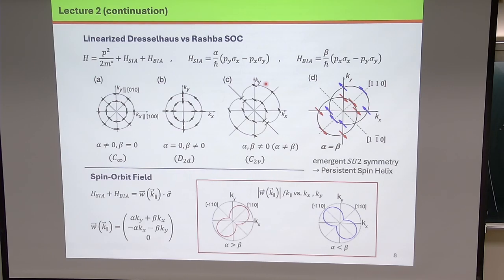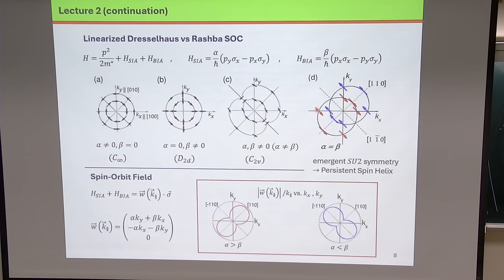But when you are in this specific direction, alpha equal beta, you just get two orientations of the spin, just these two directions. This makes it a very special case, and there are some textures that appear there, called persistent spin helix, which have a long lifetime. But I'm not going to talk about this. It's just a curiosity. Just keep in mind that this is a very special situation, alpha equal beta.